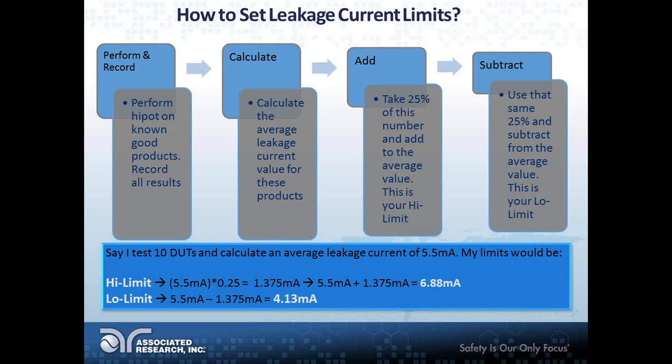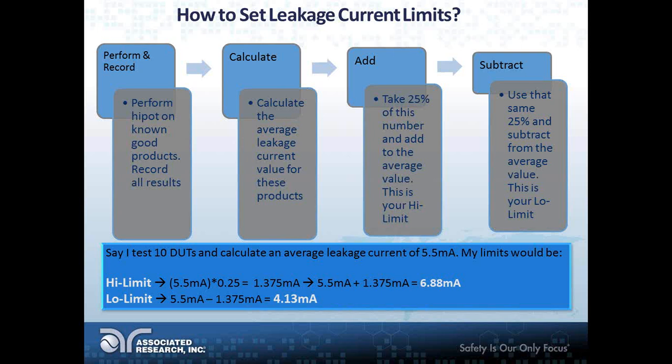So let me give you an example. Say I test 10 DUTs and I calculate that the average leakage current is 5.5 milliamps. Well, using that, my limit's going to be, I just take my 5.5 average times 0.25 and I get 1.375. I'm just going to add that to my 5.5 and set my high limit for 6.88. A lot of ours, I don't know if they go actually down to the 0.01 decimal place or the hundredths place, but even so, you could say 6.9, round up. We're just taking an average here anyway, so you don't have to be super precise.